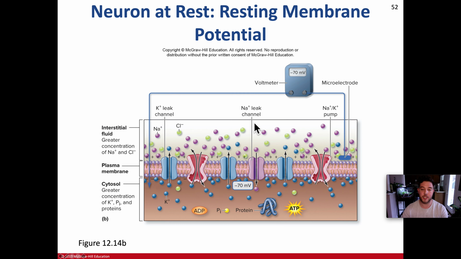You have the sodium and potassium leak channels operating opposite of each other. You have sodium potassium pumps working as well to try and maintain that concentration gradient, and some other factors that are going to be causing that negative charge on the inside of the cell. Inorganic phosphate, proteins, those all contribute to the relative negative charge in the cytosol versus the interstitial fluid.